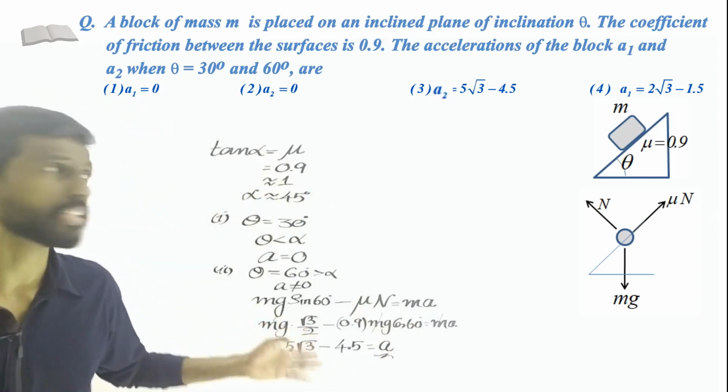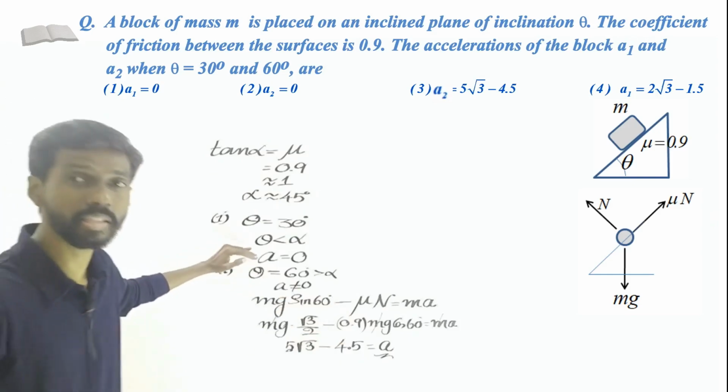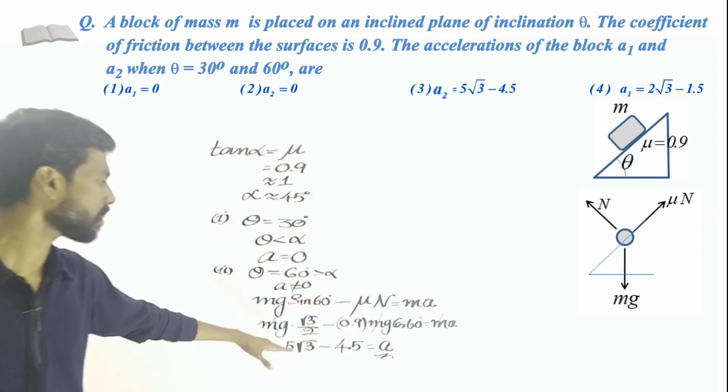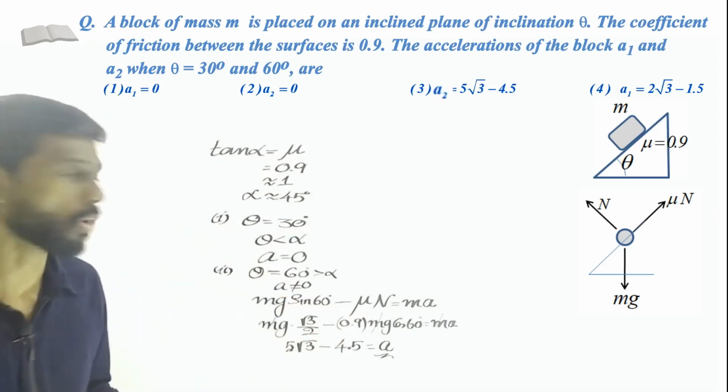So that is the required answer. In the first case, the acceleration is 0. In the second case, the acceleration is this value, 5 root 3 minus 4.5.